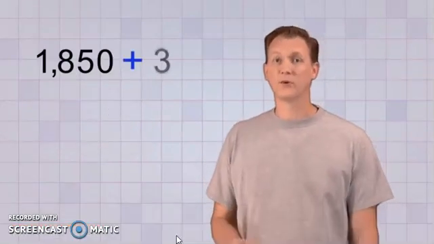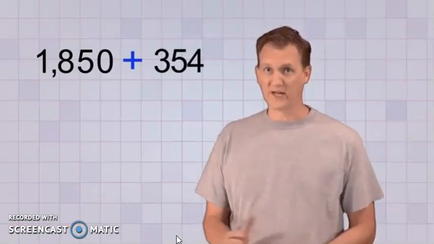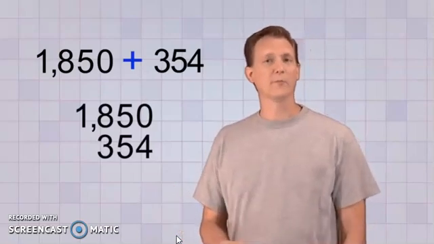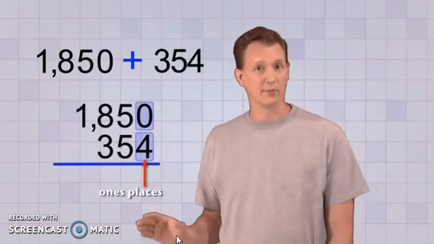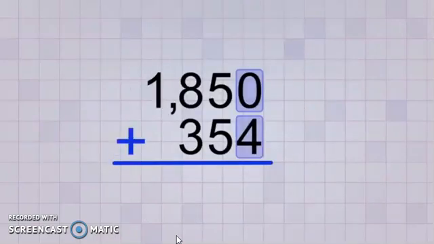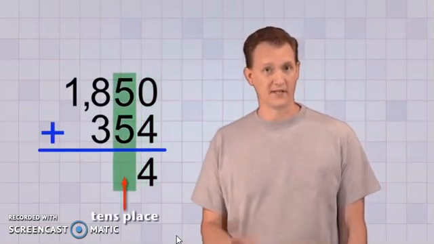Let's try another example. This one's a little harder. 1,850 plus 354. Okay, the first step is the same. We need to stack the numbers up so we can add each number place column. Be sure to line up the ones places and draw your line and plus symbol just like in the last example. Again, we always start by adding the digits in the ones place. 0 plus 4 equals 4. So a 4 goes in the ones place of our answer. Now, we move to the next place to the left, the tens place.